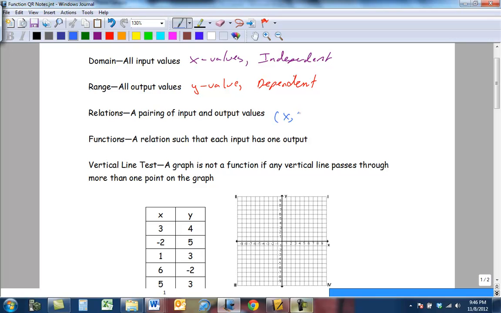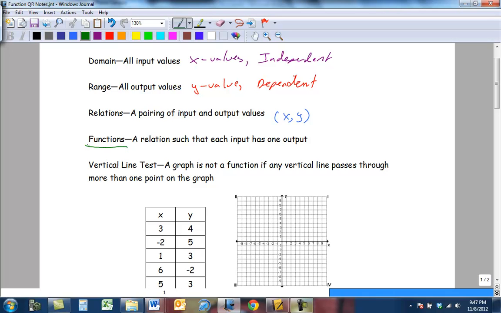Generally, it's in the form x, y, pairing inputs with outputs. Functions. Now, a function is a relation such that each input has exactly one output. And we'll see an example of what are functions and what are not functions. We'll do them here both with a table and graphically.